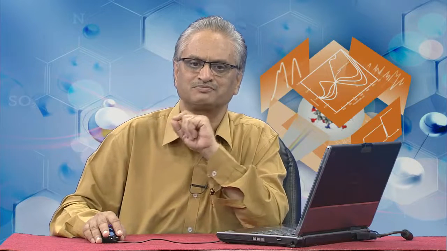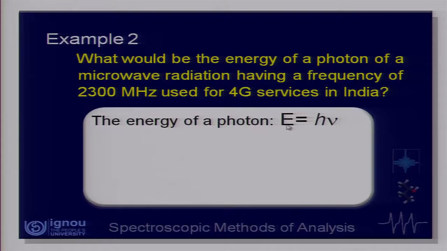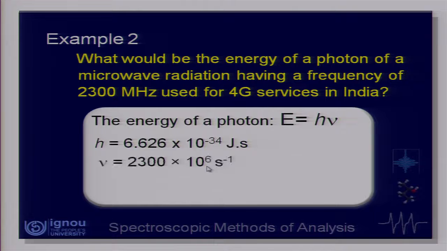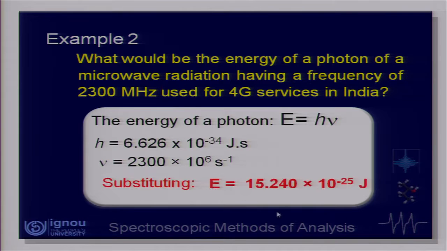Let us look at that. We know that the energy of a photon is given by E = hν, and h we know is Planck's constant having the following value. Frequency is given to us as 2300 megahertz, where mega stands for 10^6 and hertz is per second. We substitute the values and we get E equal to 15.24 × 10^-25 joules. So, that is a very tiny amount of energy for a given photon of the radiation we are referring to here.